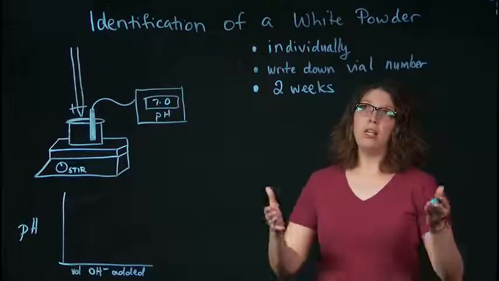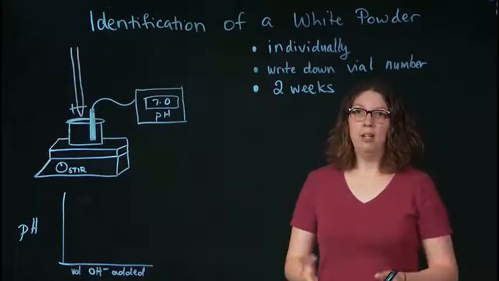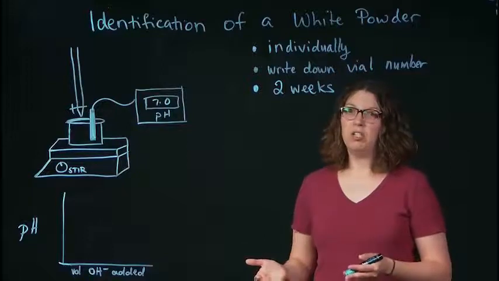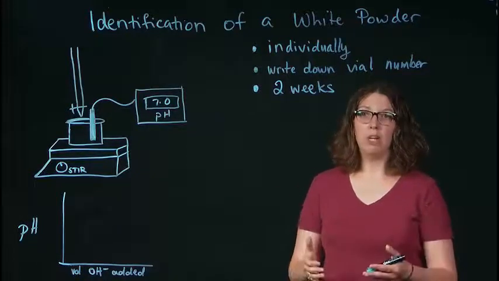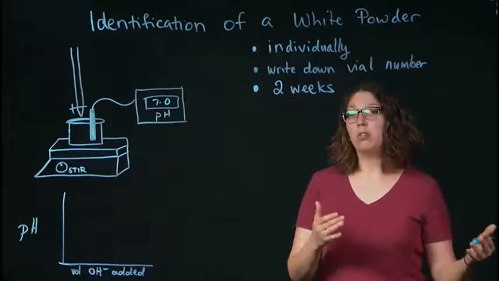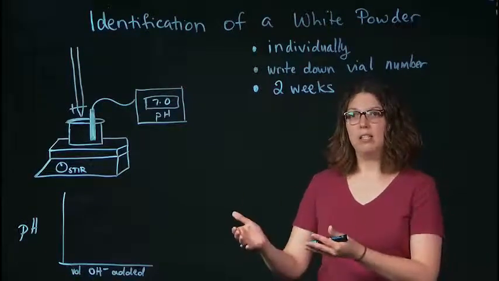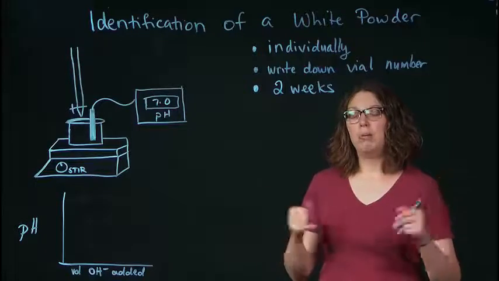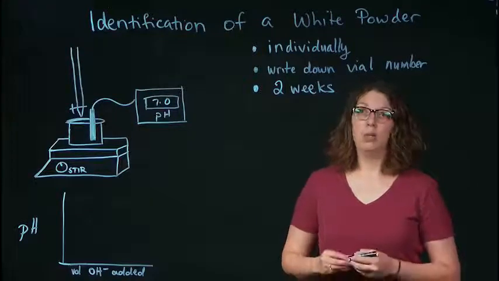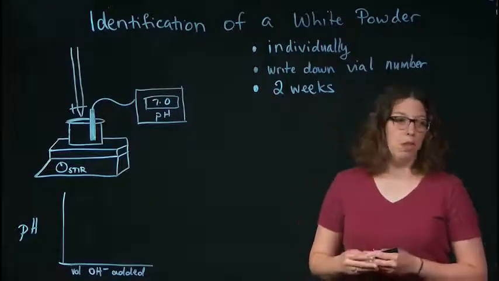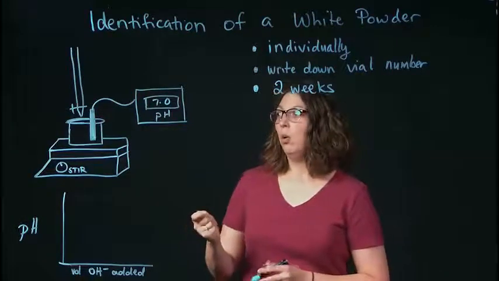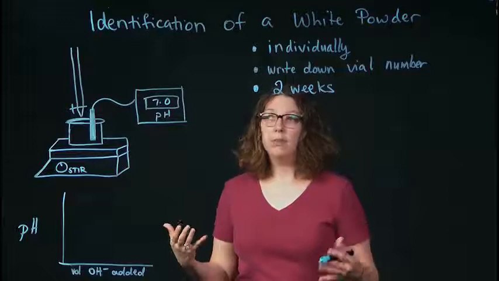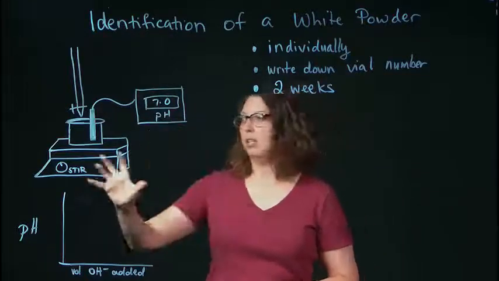So knowing that your white powder is a weak acid, and given that we've just done a titration to standardize some sodium hydroxide, we can use a titration with that standardized sodium hydroxide to come up with the identity of our weak acid. Essentially what you're going to do is perform a titration where we're not using an indicator, instead we're using a pH meter.